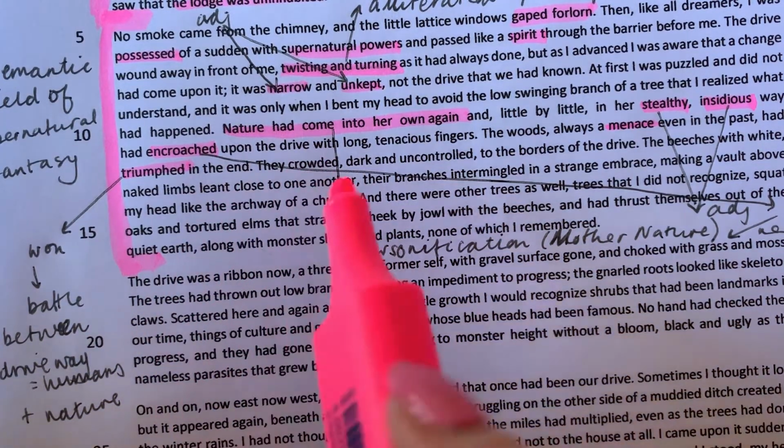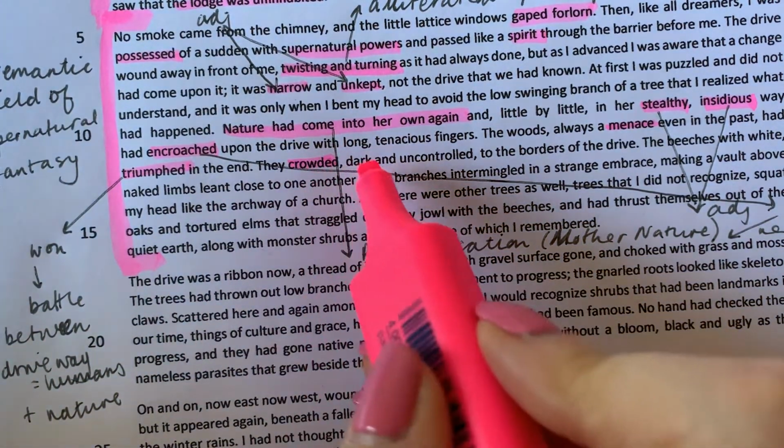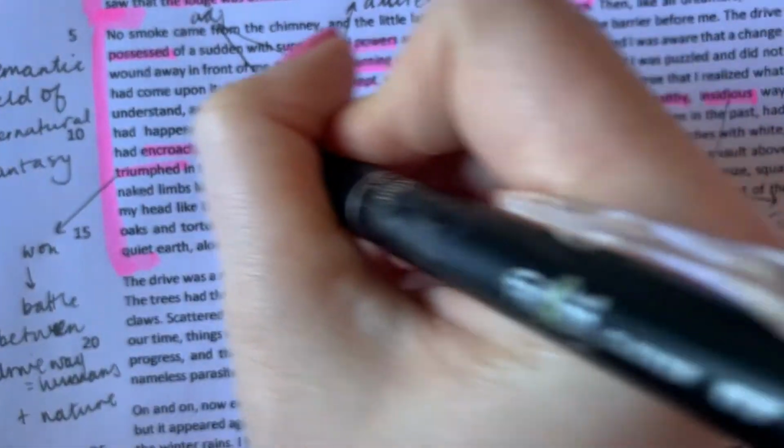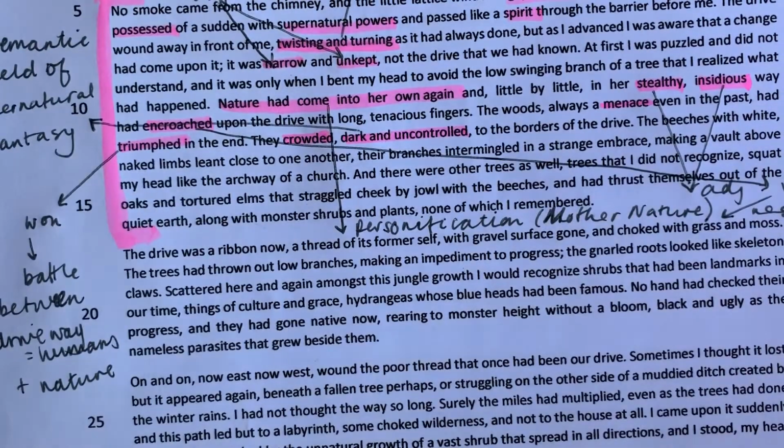"They crowded," so more personification, "dark and uncontrolled." Again, we've got this idea that links into my semantic field over here of, oh, sorry, knocking the camera.